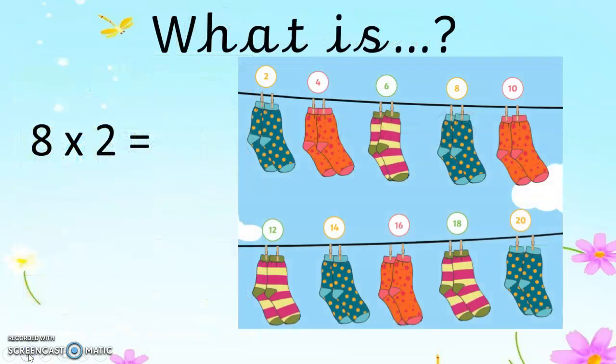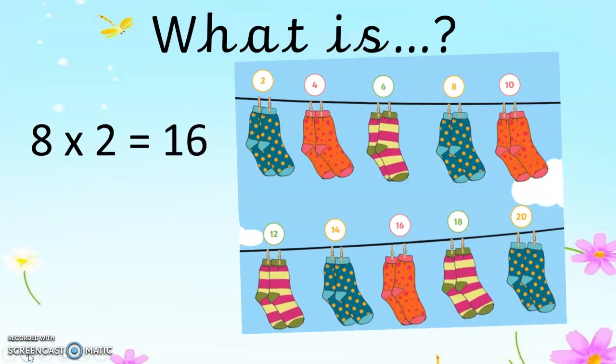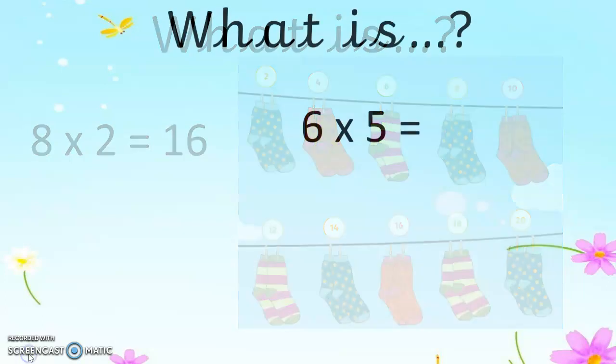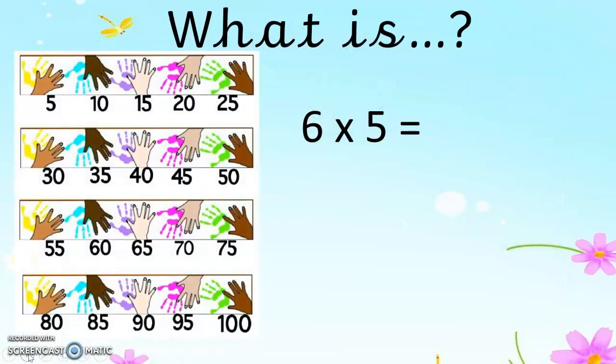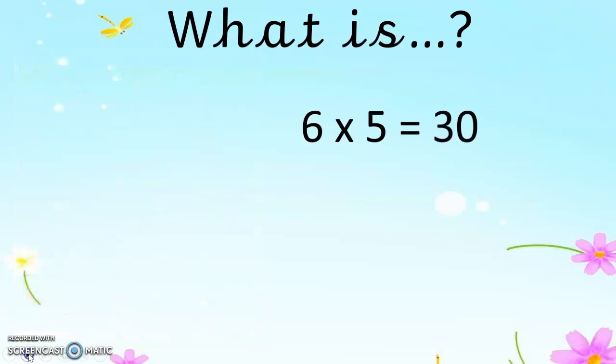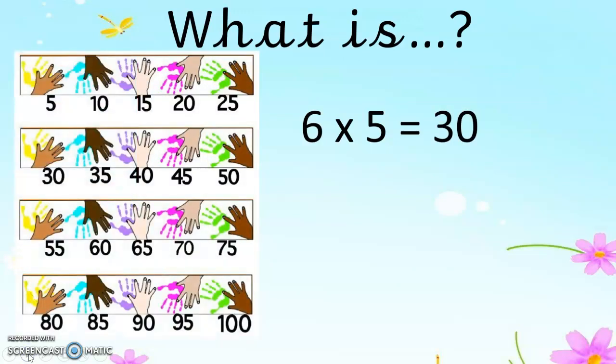Next one says 8 times 2. 8 lots of 2 socks. What's the answer? That's right, 16. Great job, boys and girls. Next one, 6 times 5. 6 lots of hands. What do you get? 30. Well done. Don't forget to use that counting in fives pattern.